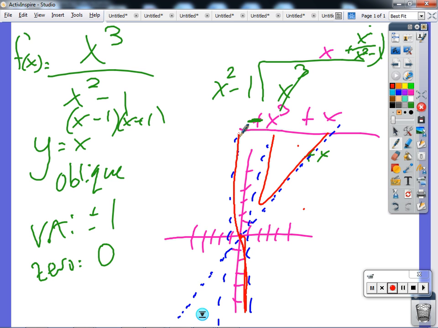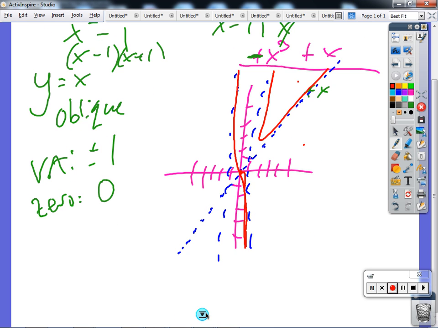Okay. Pick a number less than negative 1. Negative a million! What's a negative million cubed? Negative. What's a negative million squared? Positive. Negative over a positive is a negative. So therefore, am I in this section or this section? The below. Once again, why am I on the below part? Because if not, I would be crossing. Am I crossing? No.